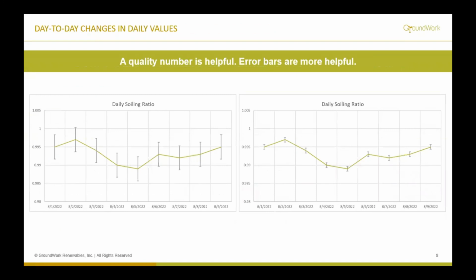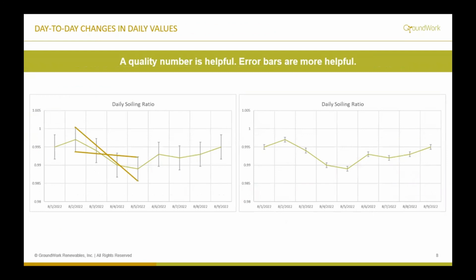Here is a pretty simple demonstration. It's the same data in green on the left and on the right. On the left, the error bars are so big that you can't really tell that anything's changing from one day to the next. The slope of the soiling rate is really the slope of the line. As the soiling ratio decreases, you're getting more and more soiling. So the soiling rate for this particular site could range from anywhere from there to there. It could be soiling rapidly, or it could be soiling hardly at all.